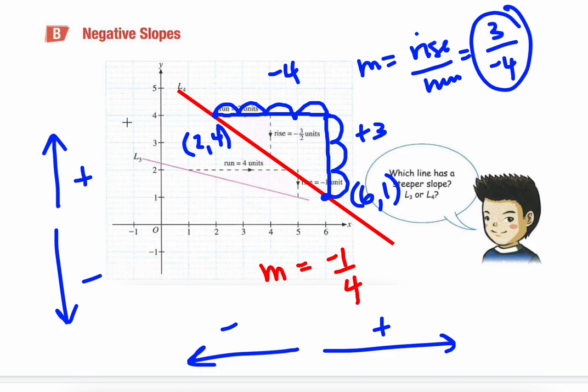So if you need to, please add stuff to your notebook, because I know people in general tend to have more issues with negative slopes. So this right here definitely needs to go in your notebook.